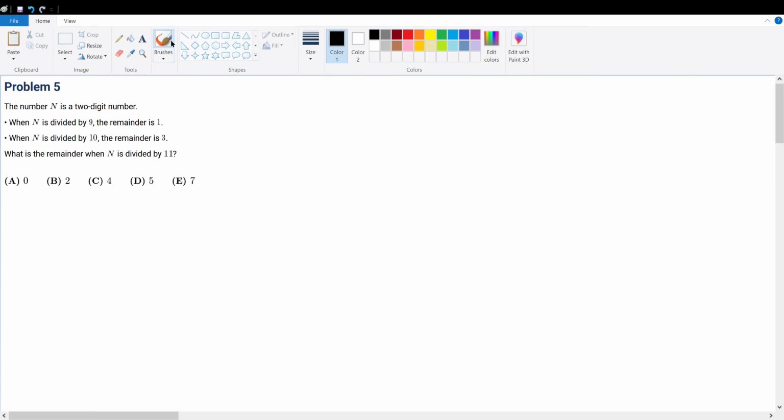Problem 5. The number n is a two-digit number. When n is divided by 9, the remainder is 1. When n is divided by 10, the remainder is 3. What is the remainder when n is divided by 11?